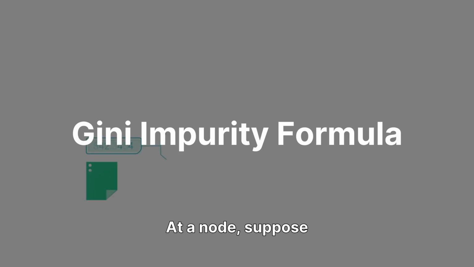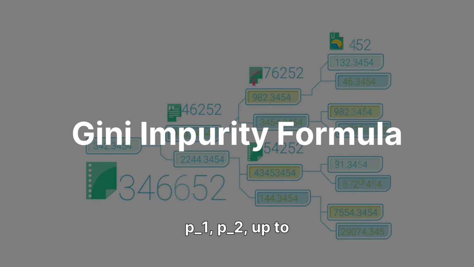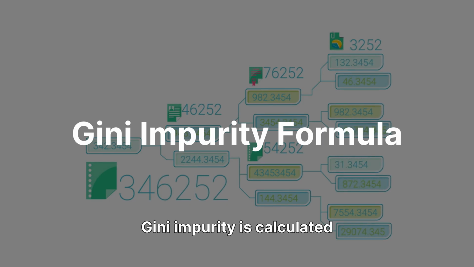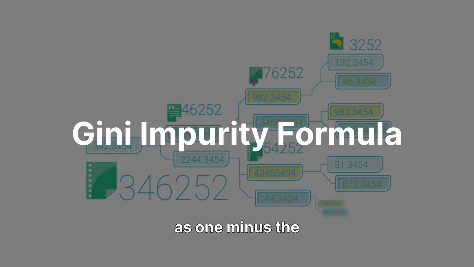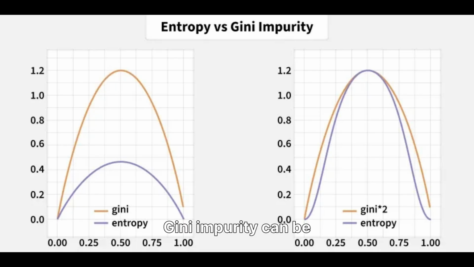At a node, suppose the class proportions are p_1, p_2, up to p_k. Gini impurity is calculated as 1 minus the sum of the squared proportions. Its range is from 0 for a pure node to near 0.5 for two classes with a 50-50 mix, representing maximum impurity for binary classification. Gini impurity can be interpreted as the probability that two items drawn at random from the node have different labels.